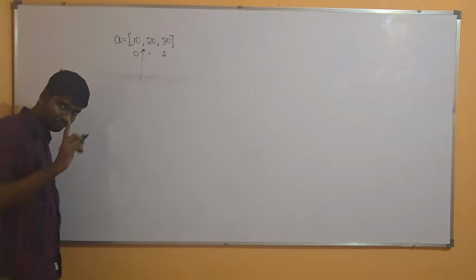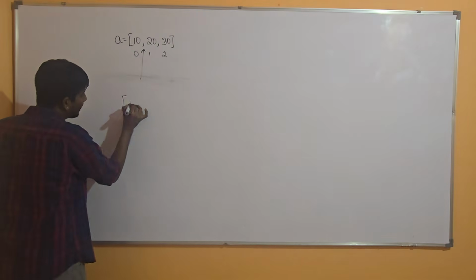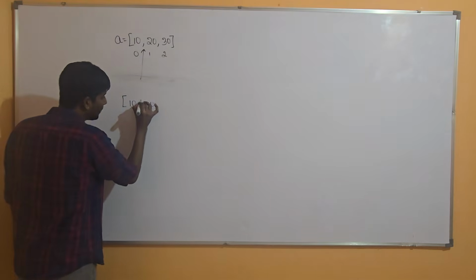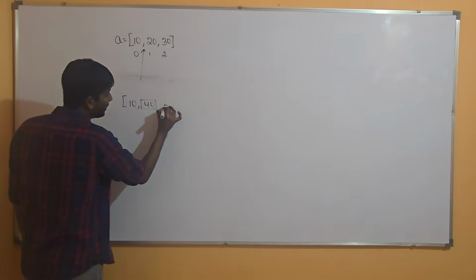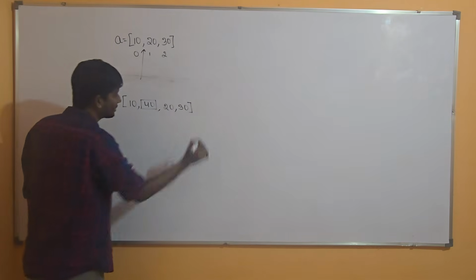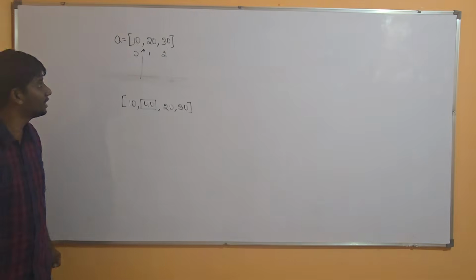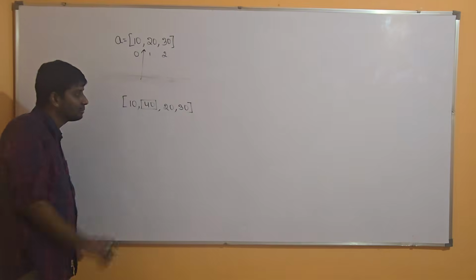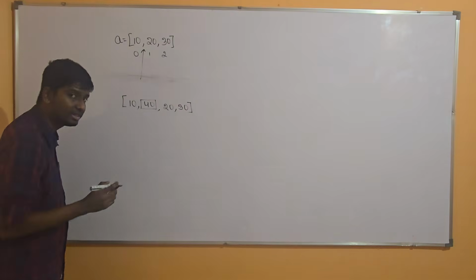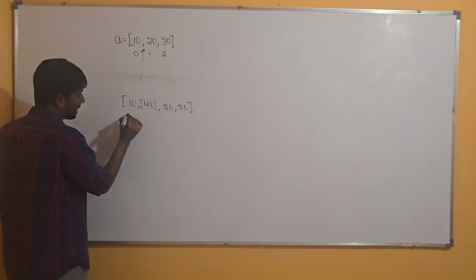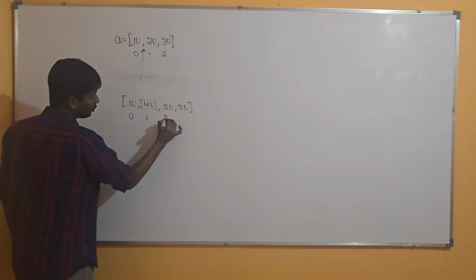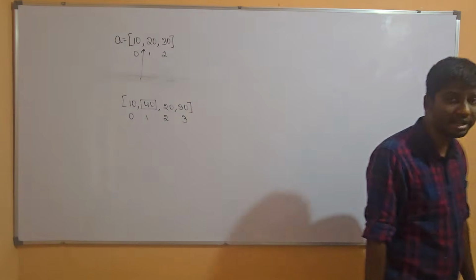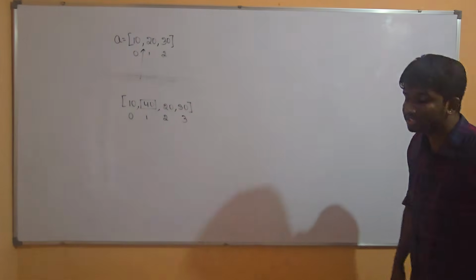Now what you have to do is, 10 should be as it is. Here 40 should be inserted. Then 20 and 30 should be pushed forward. When I say I want to insert 40 in between 10 and 20, 10 should remain as it is, but 40 should come next. Then 20 and 30 should move forward. With this, how does my updated array list look like? 0, 1, 2, 3. Is it clear? My 40 should be inserted after 10 and the remaining numbers should move forward. This is how your array list looks like.